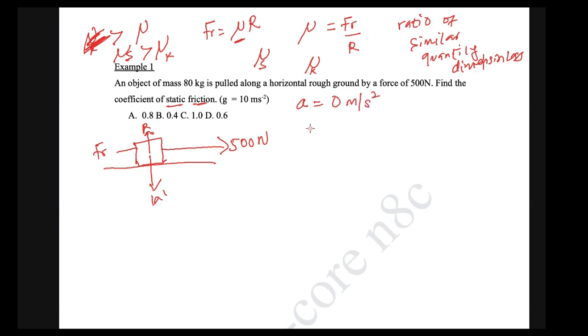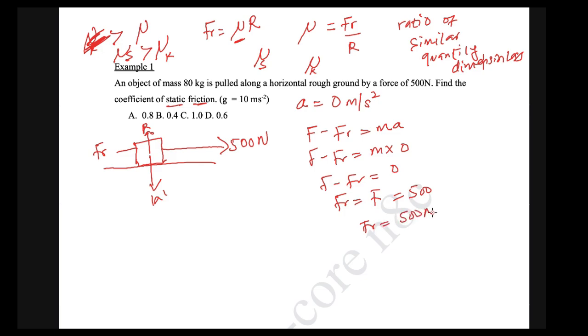Now, remember we said that F minus Fr must equal ma for this case. What it means is that F minus Fr must equal mass times 0. Then F minus Fr is going to equal 0. Then frictional force is going to equal F. And the force applied is 500 Newton. So frictional force is equal to 500 Newton. Then again, we said that for this case, R is equal to weight, which is equal to mg. So R is going to equal 80 times 10, because we are given g to be 10, so R is equal to 800 Newton.